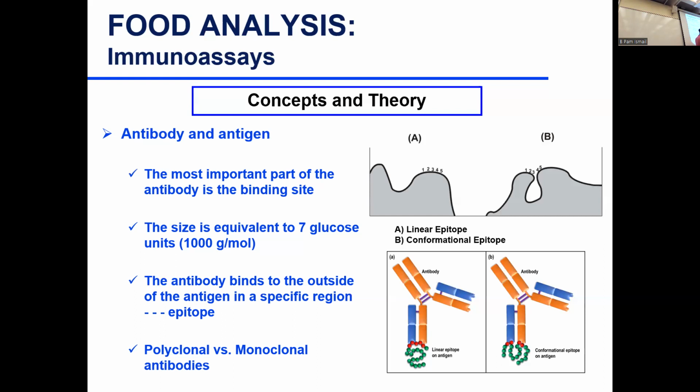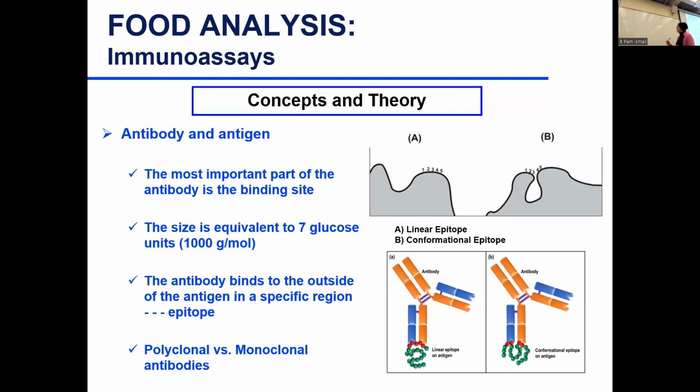Now I'm losing my words, but anyway, ELISA, I will show it in the next slide. Monoclonal is very important. It's used as standard reagents. I want to show you what I mean by monoclonal and polyclonal.